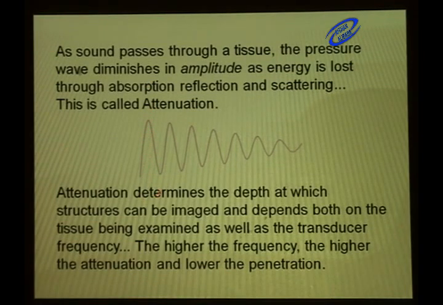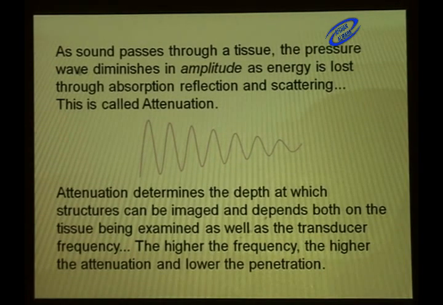The amplitude or the pressure of the sound wave is diminishing as the wave is passing through the tissue, and this decrease in the amplitude is because of absorption, reflection and scattering of the sound wave, and is known as attenuation. Attenuation determines the depth at which the structures can be imaged and depends both on the tissue being examined as well as the transducer frequency.